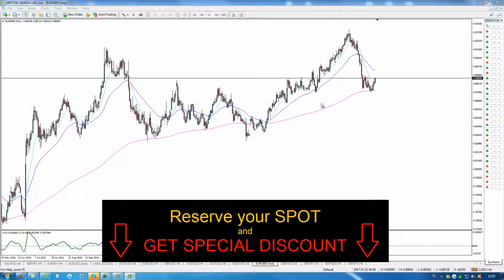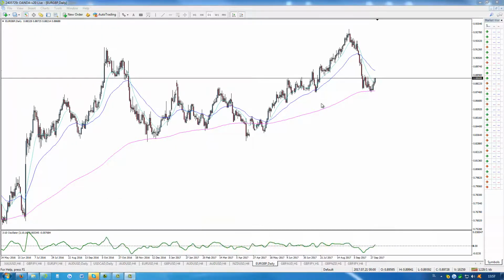So that's it, guys. Now let's take a look and analyze a live euro pound example. So firstly, we'll analyze the potential areas of reversal on the daily time frame, and then we'll go on the 4-hourly time frame and the 1-hourly time frame to find an entry.